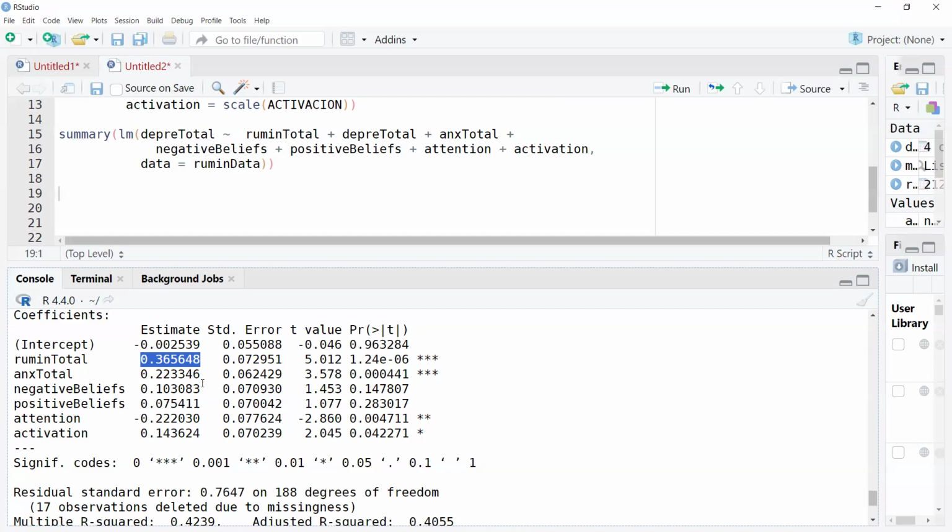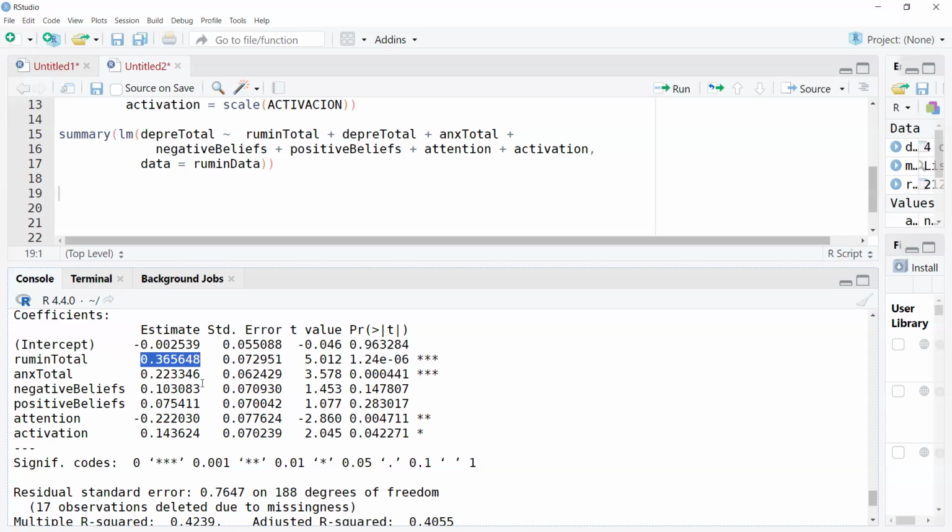Compared to activation, for example, or positive beliefs about rumination, which doesn't explain anything. The slope is 0.07 compared to a slope of 0.36, right? So rumination explains most of the variance, and the next one is anxiety, right? Makes sense. And attention too. Attention and anxiety are at the same level. And activation explains something, 0.14. It's like a correlation of 0.14. It's a partial correlation, right? It's partialized by the conditional relationship of the other variables.